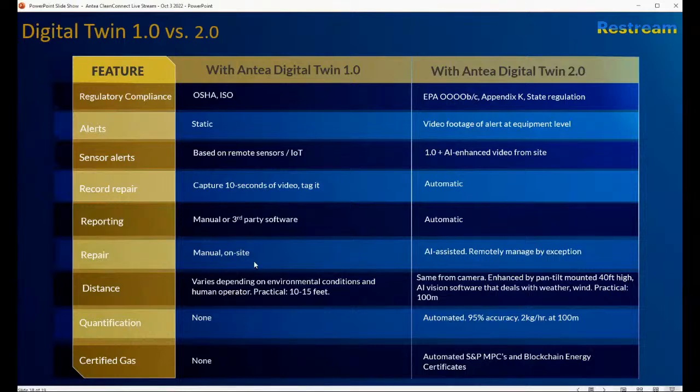Manual on site, AI assisted, remote managed by exception. So what's happening is we start to use video and asset integrity. We really start to dial in on the common problem that's happening over and over again, and that allows people to control some things remotely. For those clients that have implemented this, they're starting to see an 80% reduction in callouts.